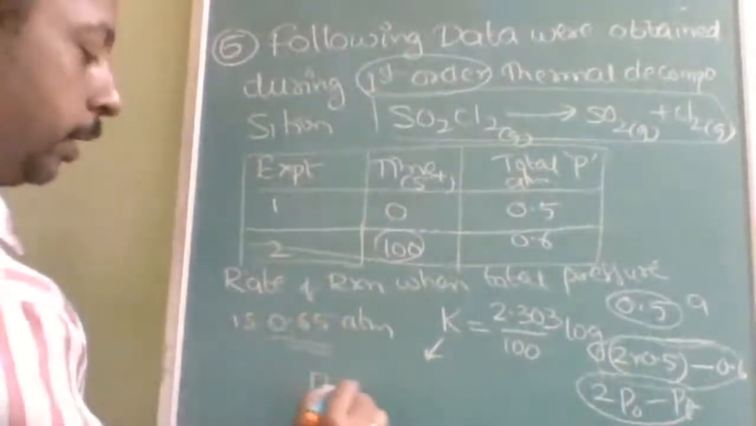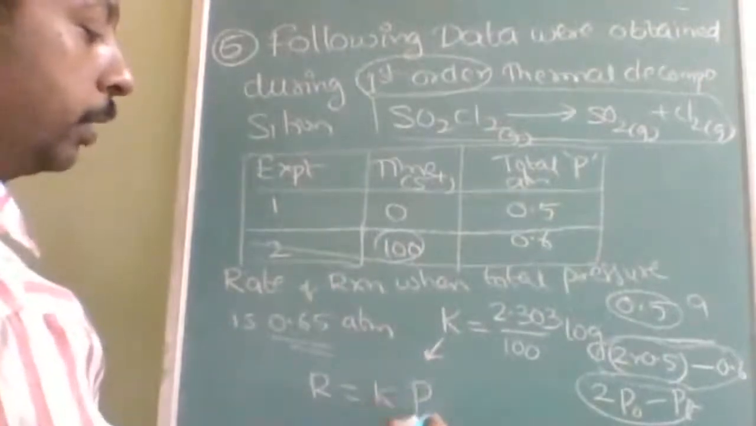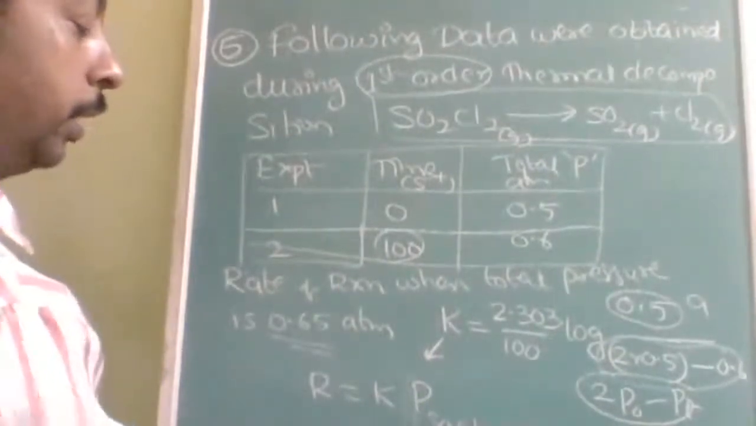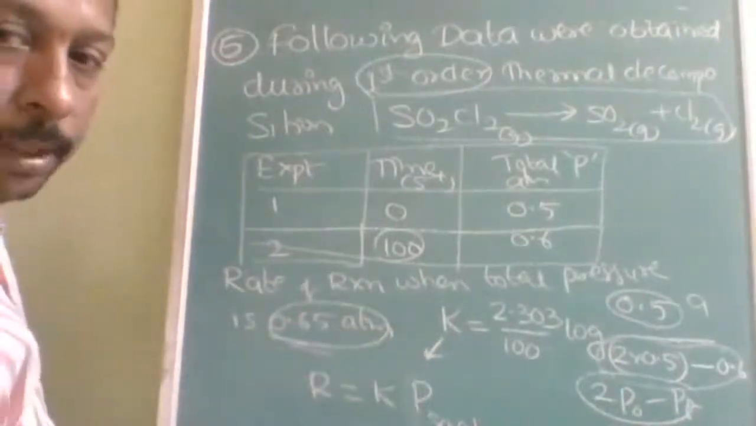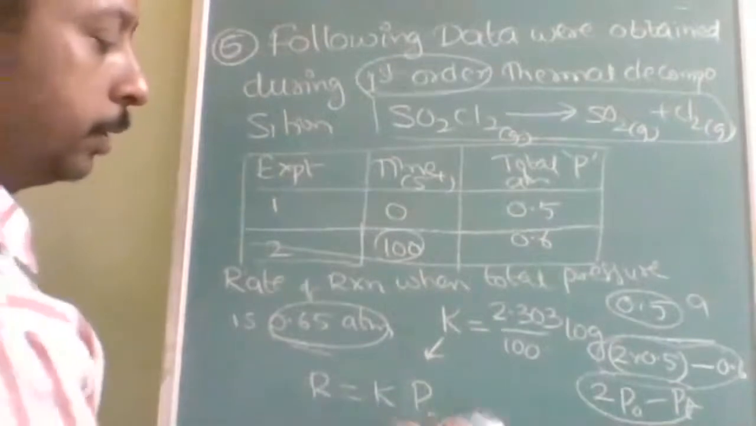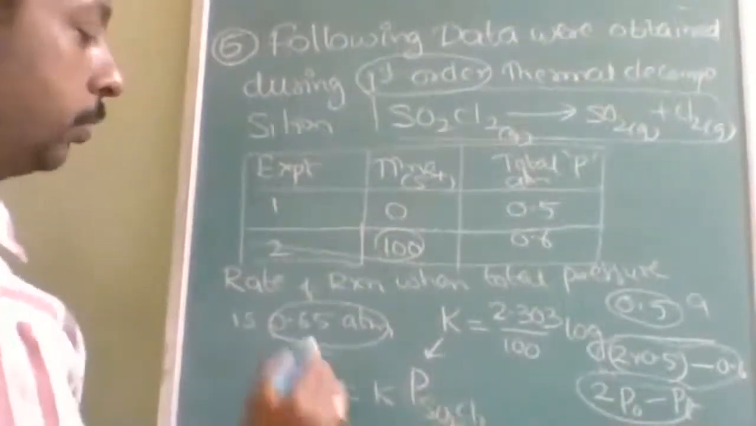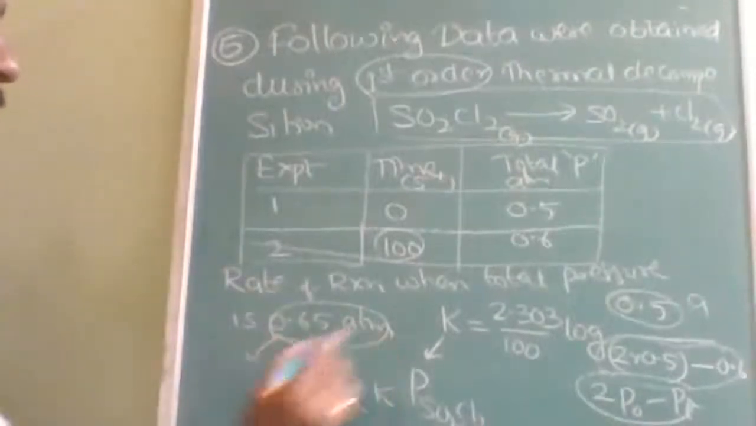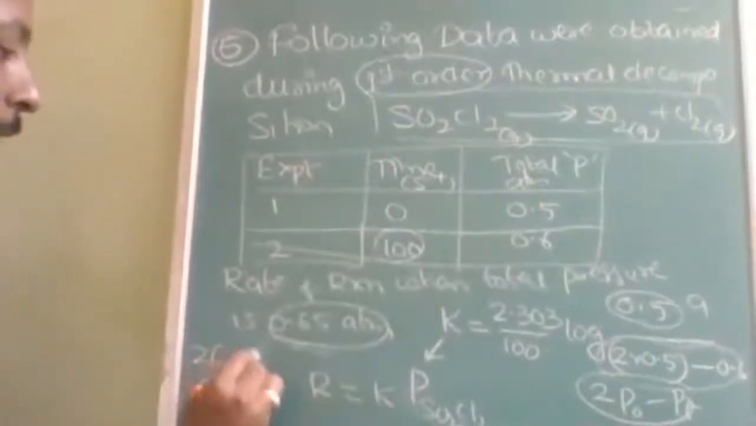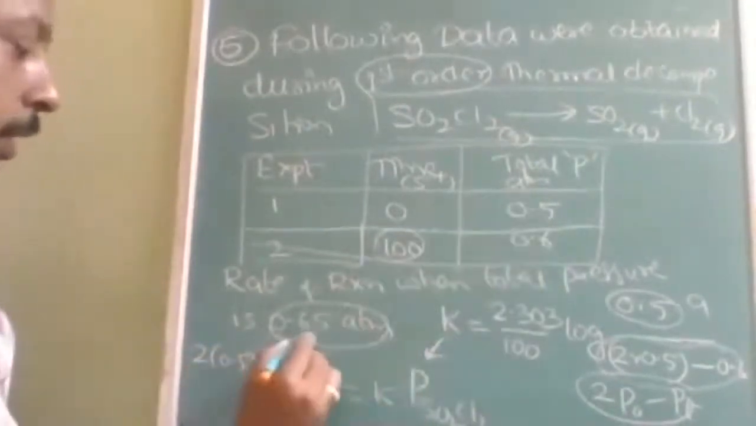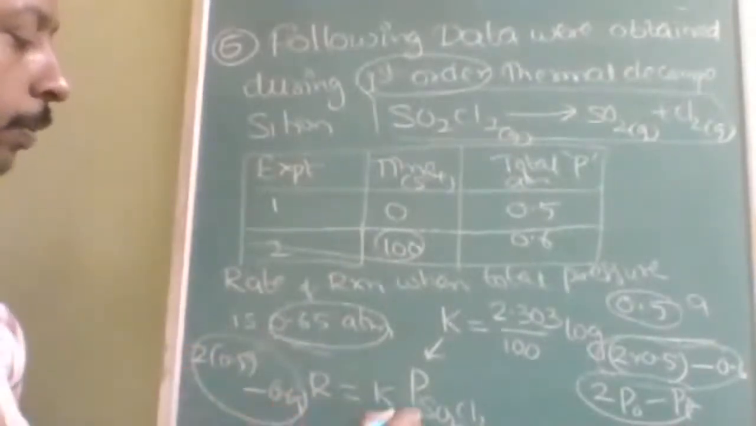Rate of reaction. r is equal to K into concentration. Here it is a pressure question, so pressure of SO2Cl2. But here it is given as total pressure 0.65. Total pressure is how much? 0.65. But what do we have to substitute? SO2Cl2. Same formula. 2 into P naught is how much? 0.5 minus Pt is how much? What is given? 0.65. So this value you will put over here.